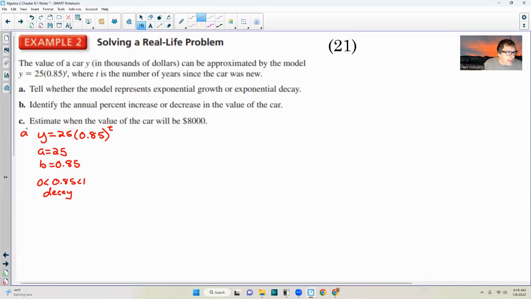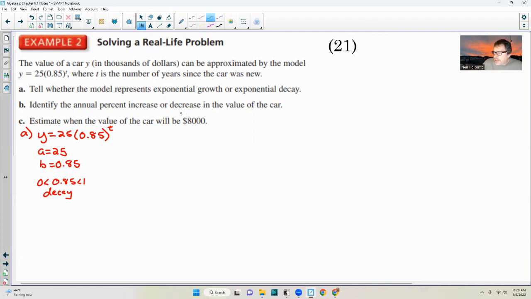So this is A, done already. You write this function. Okay, identify A, identify B, and determine if B is between 0 and 1 or greater than 1. It was between 0 and 1, so it's decay. Part B says to identify the annual percent increase or decrease in the value of the car.